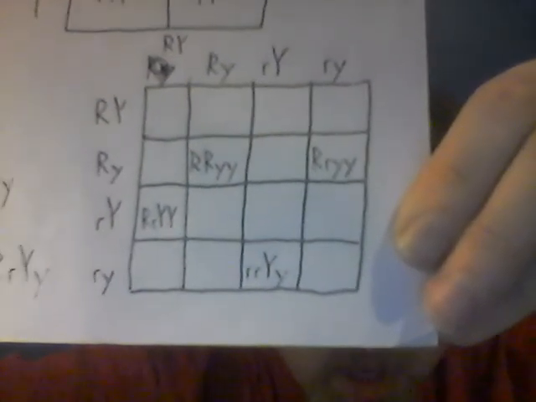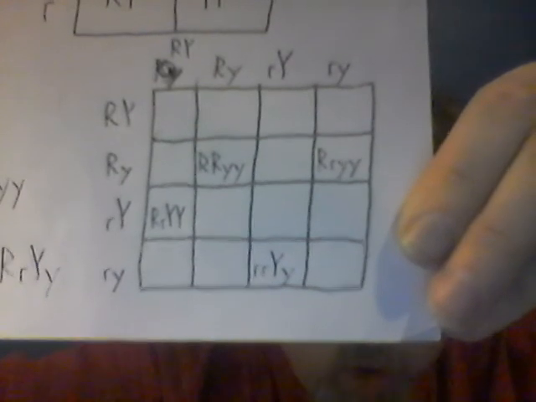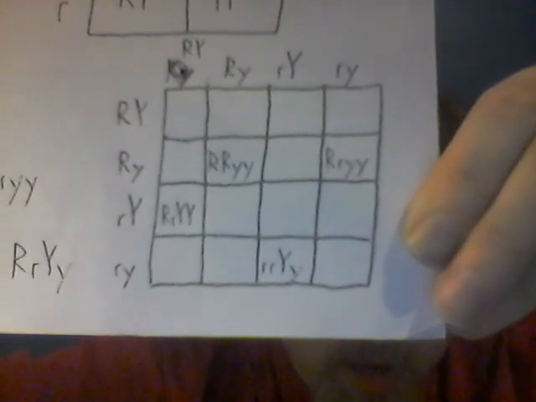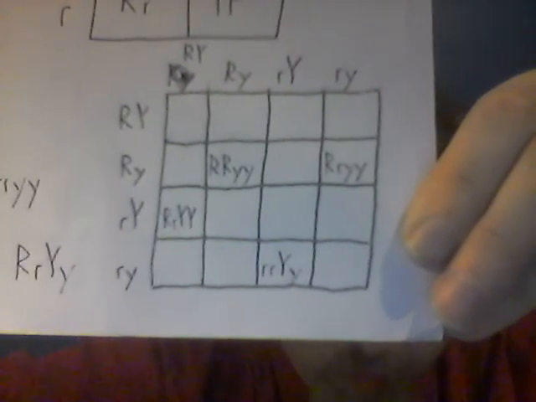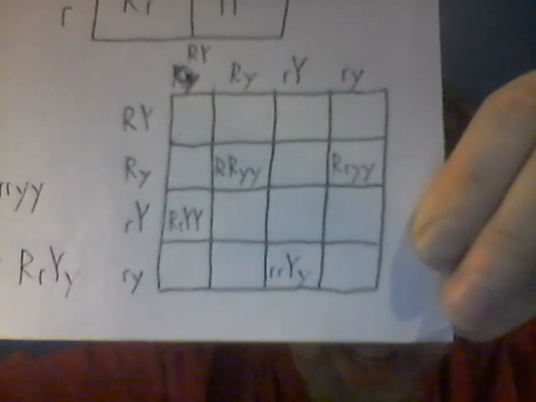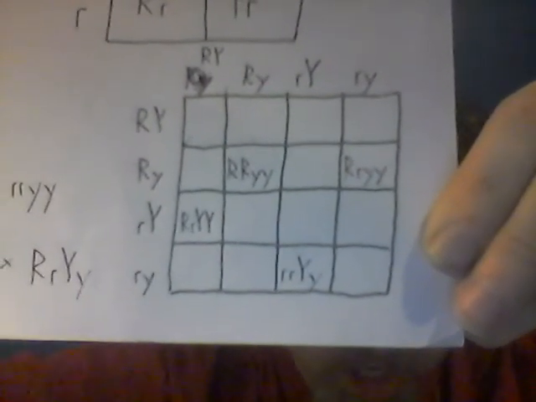Further down the row, I've got a plant that got big R, little y from across the row, but it got little r, little y from above the column. This plant is also wrinkly green, but the difference here is that it's a carrier of the smooth gene.